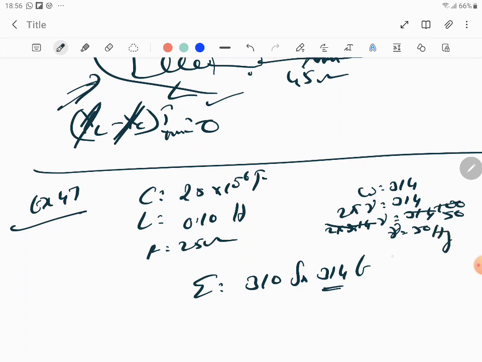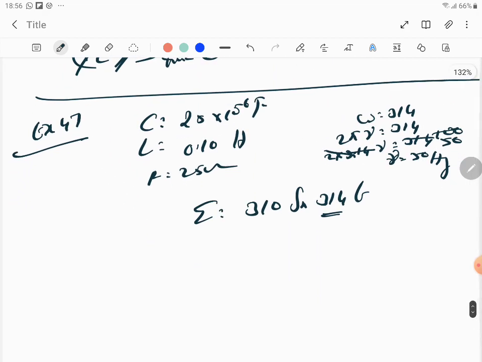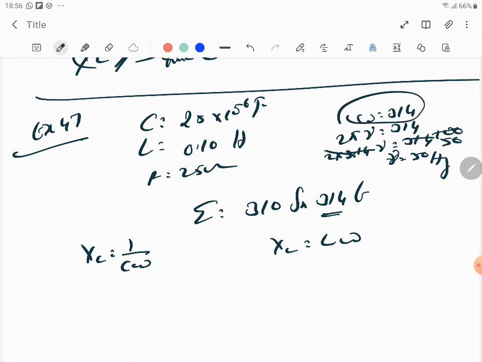What is the reactance of the circuit? Which reactance? So we have to find XL and XC. XC is equal to 1 by C omega and XL is equal to L omega. You know omega's value is 314. Just plug in the respective values of L and C and get the answer. And make sure you're writing answers in ohms.